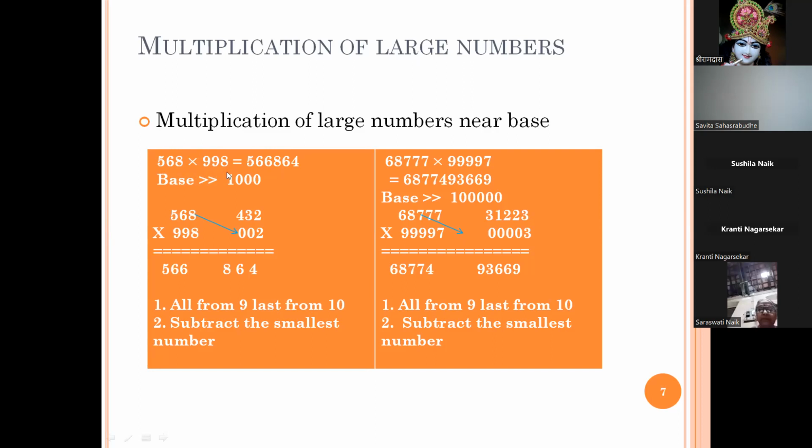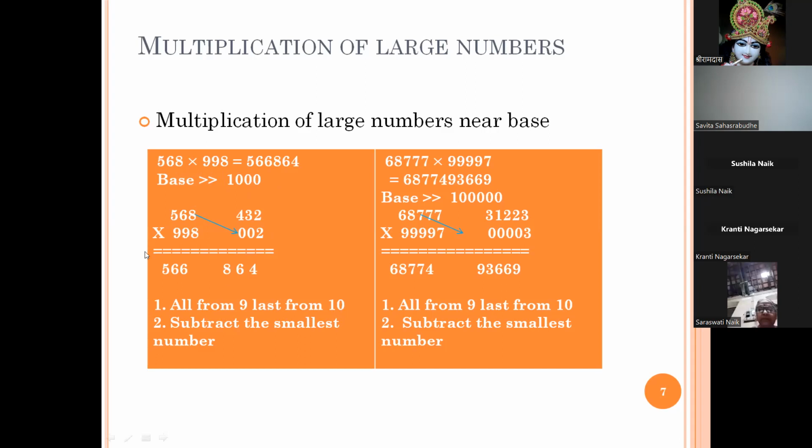Just observe the problem. It is very important in mathematics that we observe the problem very carefully. Look for the pattern. 998 is near the base. Both are three-digit numbers, so obviously the base is 100... I mean 1000. Then we take the difference. To find the difference faster, we can use the formula all from 9, last from 10.